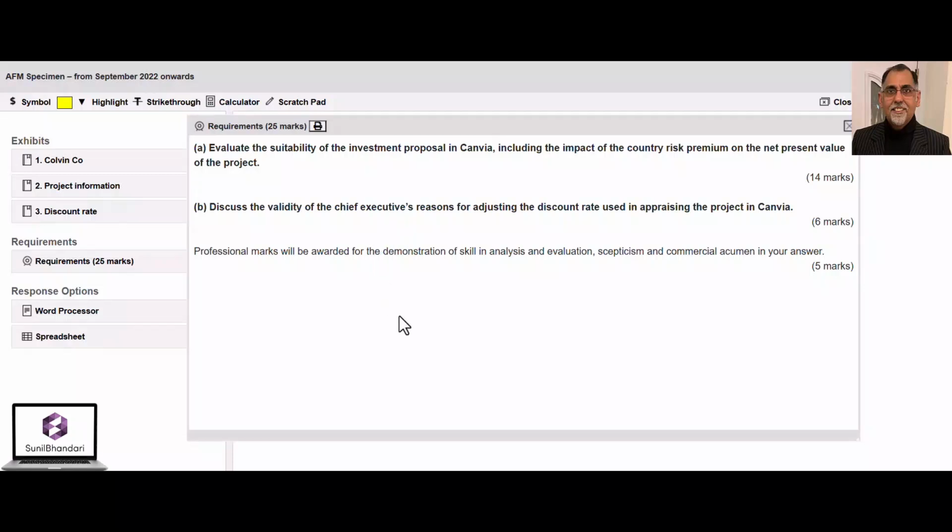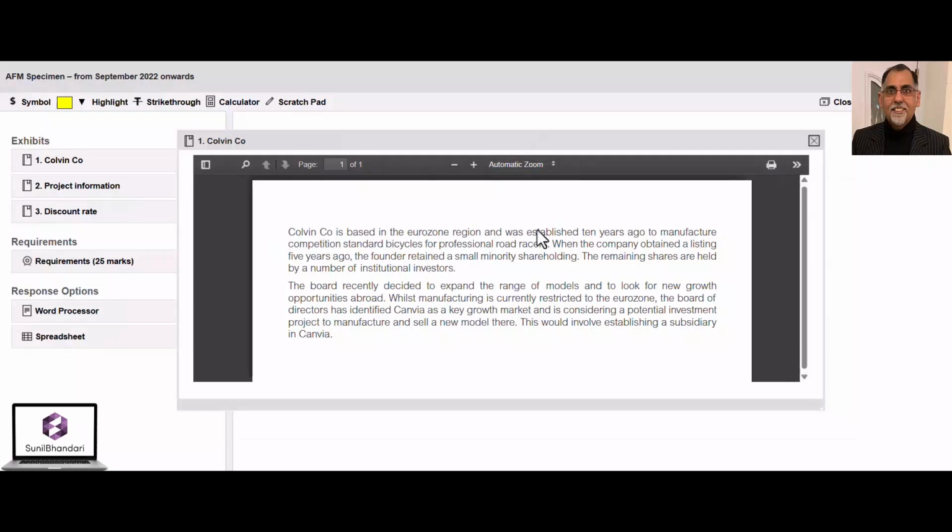Okay. And here we get marks for the A&E. And again, examiners are saying A&E is good. Where the marks have been not so good is scepticism and commercial acumen. And I'm going to take the opportunity in this question to ensure that I show you where we're going to pick those marks up. Now let's turn our attention to the three exhibits.